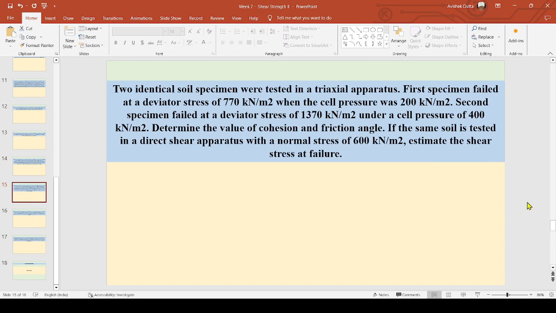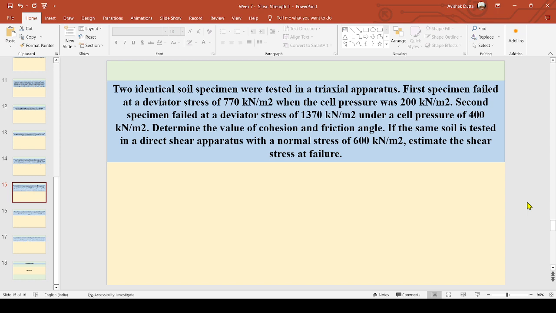Two identical soil specimens were tested in a triaxial apparatus. First specimen failed at a deviator stress of 770 kN per meter square when the cell pressure was 200 kN per meter square. Second specimen failed at a deviator stress of 1370 kN per meter square under a cell pressure of 400 kN per meter square. Determine the value of cohesion and friction angle. If the same soil is tested in a direct shear apparatus with a normal stress of 600 kN per meter square, estimate the shear stress at failure or the shear strength.